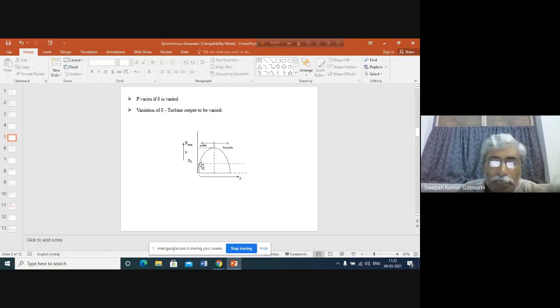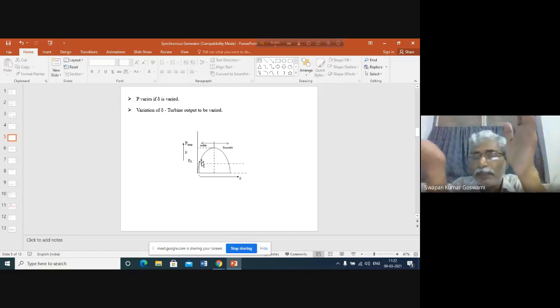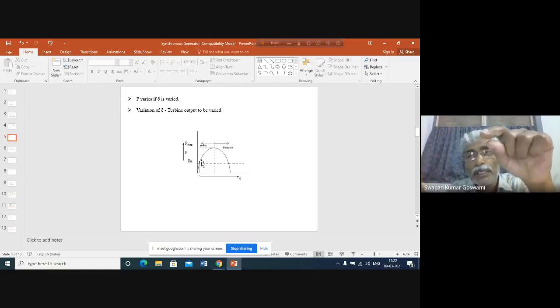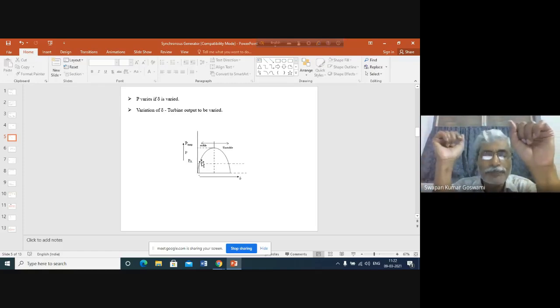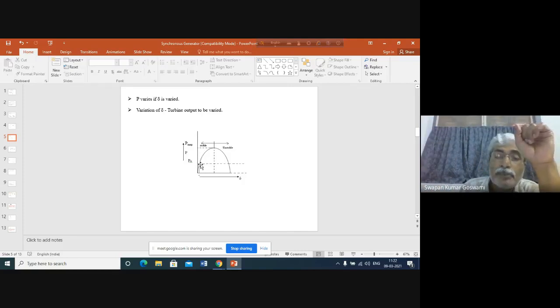Why will the time lag be there? Because for changing the output power, the value of delta has to be changed, and for changing the value of delta, the speed of the generator has to increase. Otherwise, you cannot change the position of the rotor with respect to the infinite bus voltage. So the speed will increase because input power is more than output power.